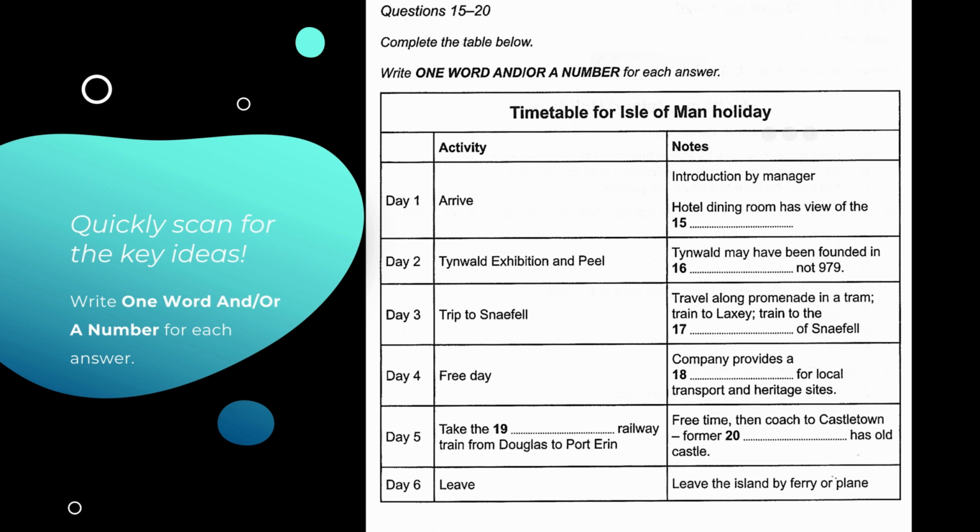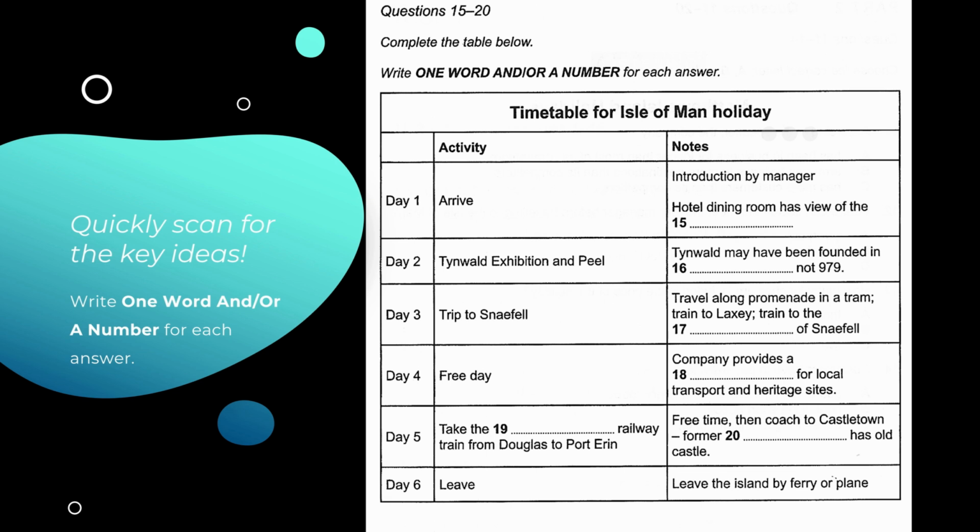Day 4 is free for you to explore, using the pass which we'll give you. So you won't have to pay for travel on local transport or for entrance to the island's heritage sites. Or you might just want to take it easy in Douglas and perhaps do a little light shopping. The last full day, day 5, is for some people the highlight of the holiday, with a ride on the steam railway from Douglas to Port Erin.